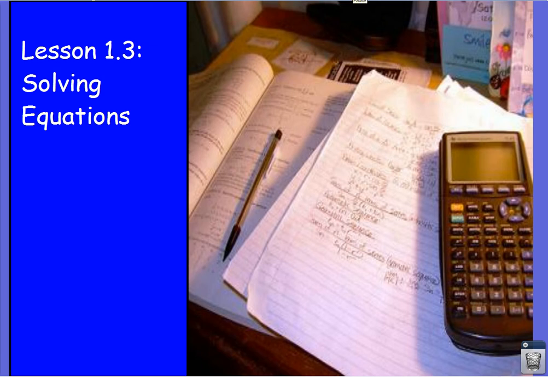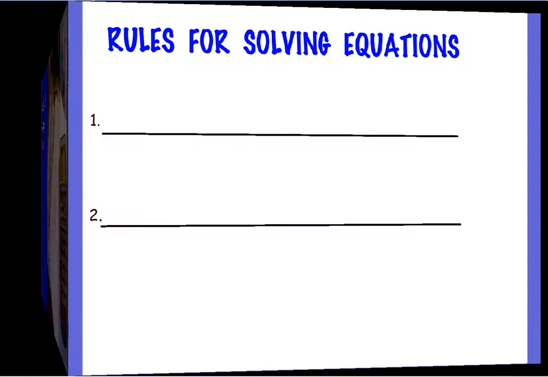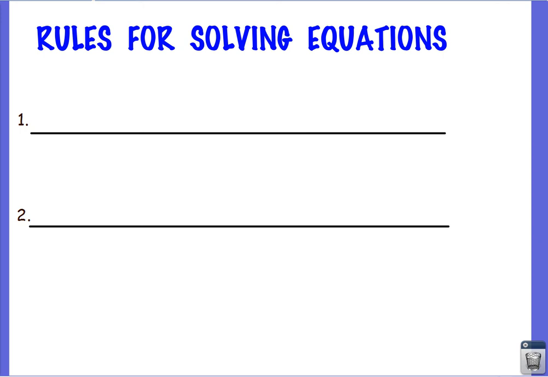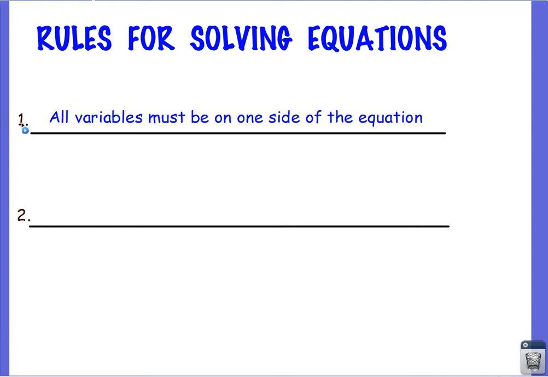All right, lesson 1.3 is solving linear equations. So real quick, let's take a look at some rules for solving equations. When you solve equations, you have two rules that you need to follow. First of all, the variables must be on one side of the equation. It doesn't matter if you put them on the right side or the left side, but the basic rule is they have to be put on one side.